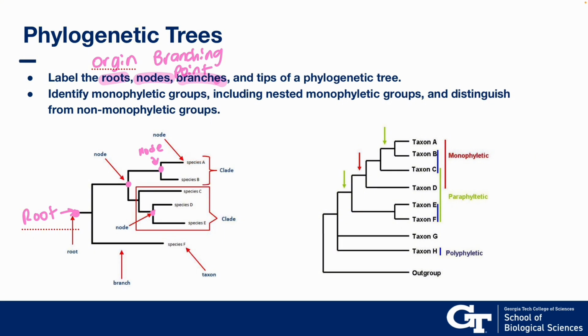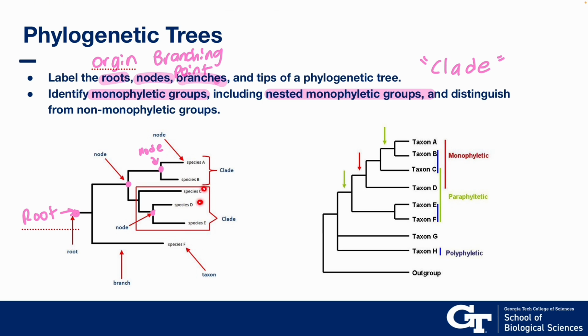Okay, the next thing that we're asked to identify is a monophyletic group, including nested monophyletic groups. For the rest of this, because that's a long word to say, I will be calling it a clade. They are the same thing: a group of species and a common ancestor. So for example, looking at the clade here, we have species A and species B. If we draw a box around them, it encompasses the node, it encompasses a common ancestor, so it's a monophyletic group.